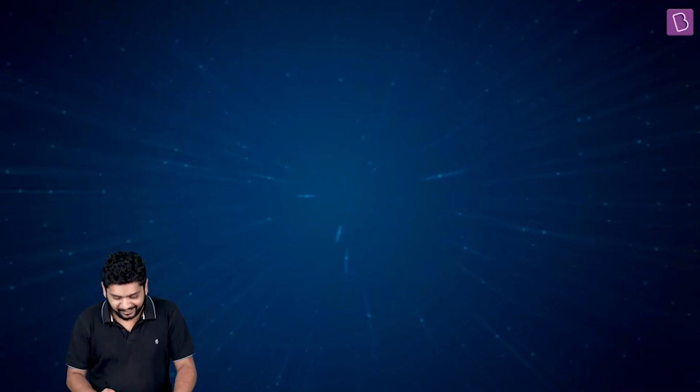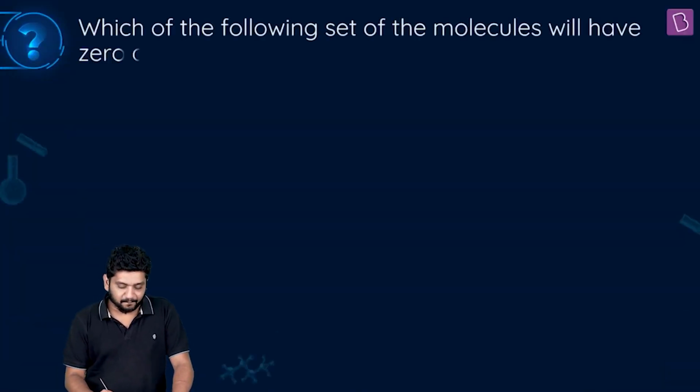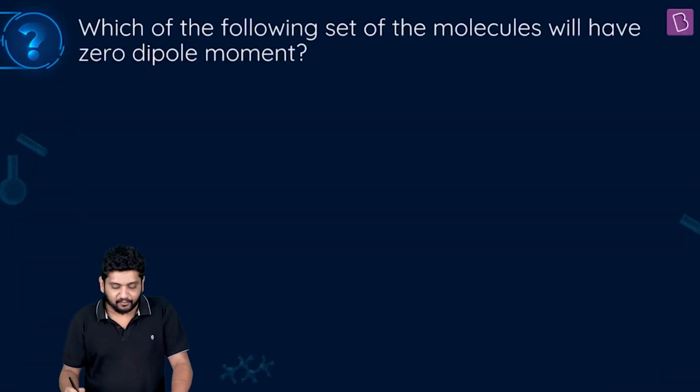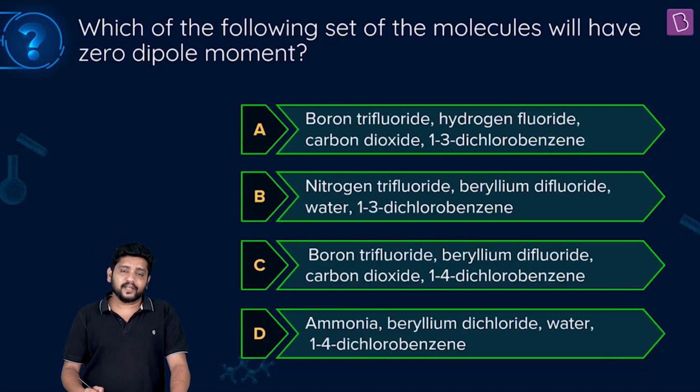Okay, let's look at the next question now after this very interesting question that we had. The question says, which of the following set of molecules will have zero dipole moment? Simple question, we will rush through this, right? So what do you mean by dipole moment?